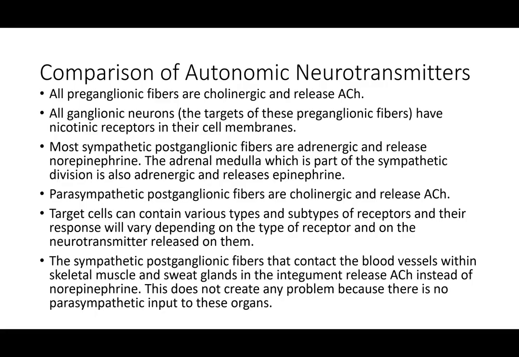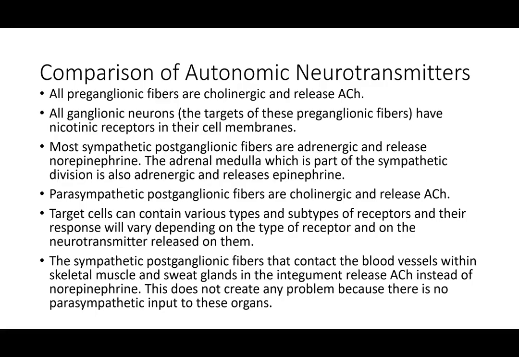Then in the parasympathetic division of the autonomic nervous system, we have postganglionic fibers that are cholinergic and will also release acetylcholine. And then any of the target cells, so smooth muscle, cardiac muscle, and gland tissue, can contain a lot of different types and subtypes of receptors, and so their response is going to vary depending on what type or subtype of the receptor and the neurotransmitter that connects with them.